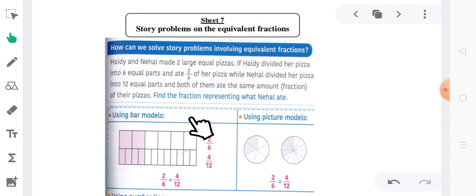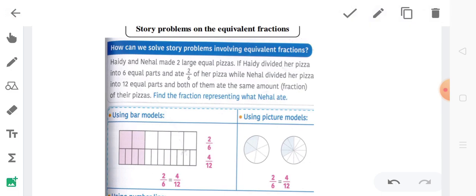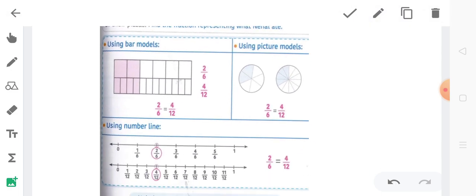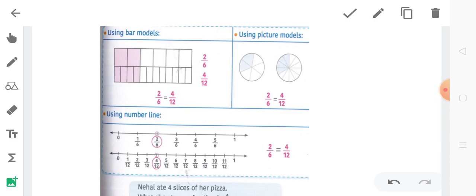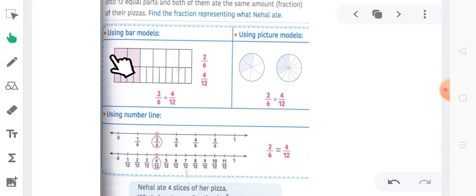Using bar models, I've got 3 methods. The first one is using the bar model. Okay, let's see here. I will cut the first one into 6 equal parts. Then I will cut the next bar model into 12 equal parts. The first girl ate 2/6.